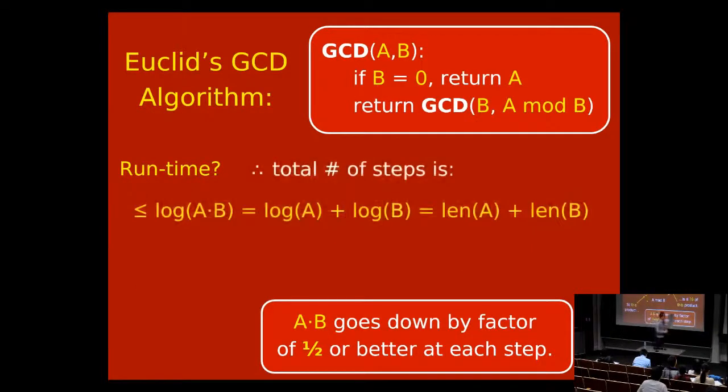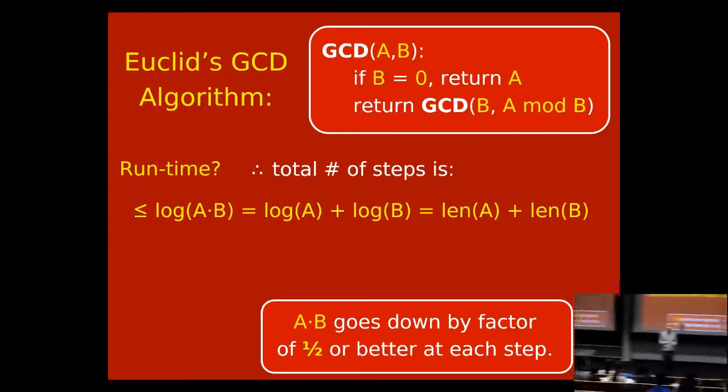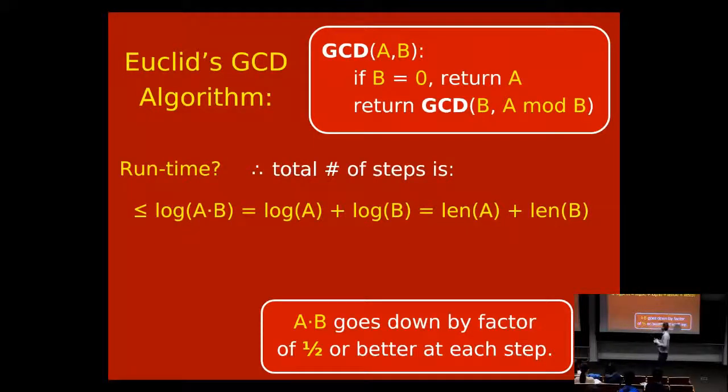Okay, and that's really great. That will let us finish the analysis. So the total number of steps, well, basically, you have something that's going down by half each time. The total number of steps is going to be log of that thing. So the total number of steps is at most log of AB, just log A plus log B, which is the length of A plus the length of B.